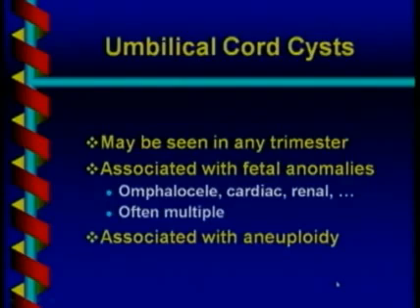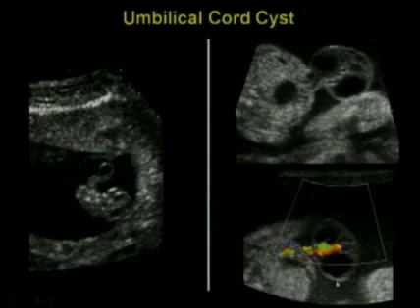Umbilical cord cysts can be seen in any trimester, first, second, third. They usually cause no problems. But there has been a reported association of umbilical cord cysts with fetal anomalies, including omphalocele, cardiac or renal anomalies, and they've been associated with aneuploidy. Here are a few examples.